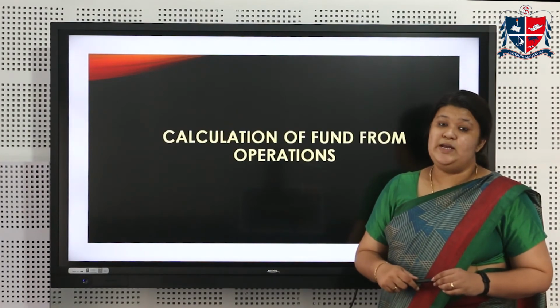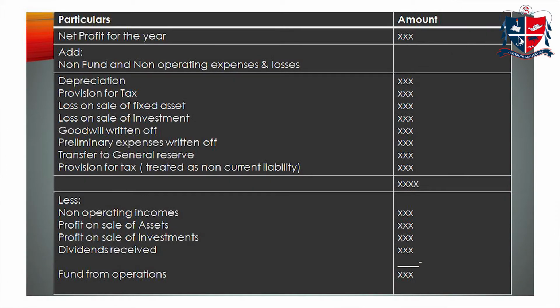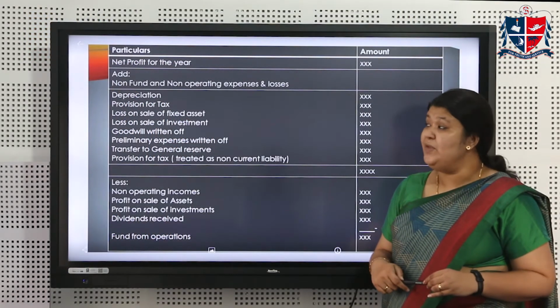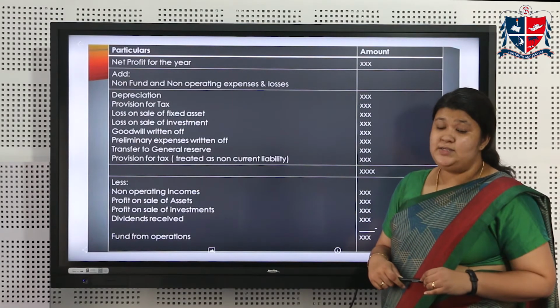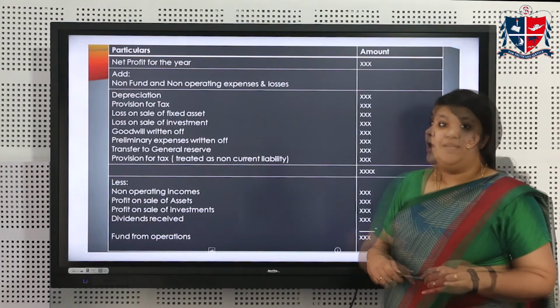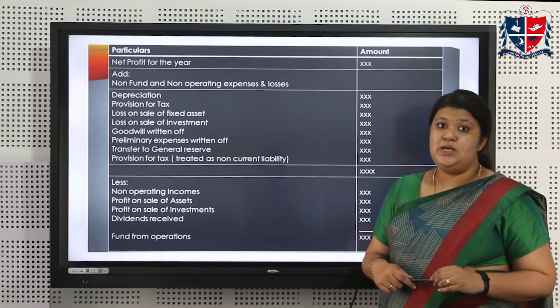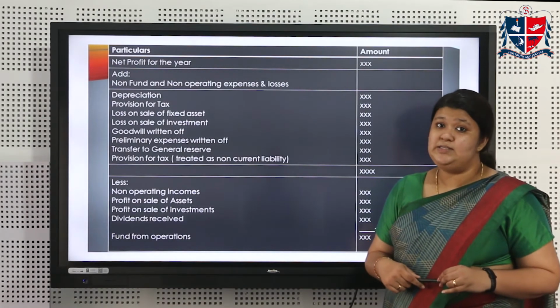Now let's see how we can calculate the fund from operations. This is the format for the preparation of fund from operations. We'll start with the net profit for the year, and to this we'll add various non-operating expenses and losses incurred. The various non-operating expenses and losses are depreciation, provision for tax, loss on sale of fixed assets, loss on sale of investments, goodwill written off, preliminary expenses written off, etc. To calculate fund from operations, we have to add various non-operating expenses and losses to the current year net profit.